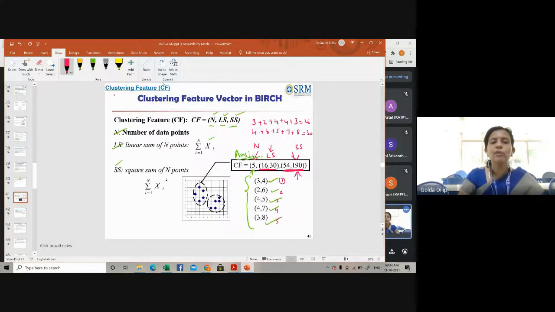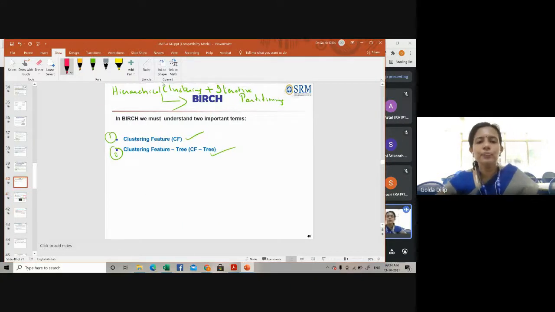I hope you have understood what the first terminology is all about. Any doubts? Clustering feature. You people don't have doubts. Only I get doubts regarding whether you have doubts. Am I right? I hope it's clear. Clustering features. Okay, so now let's move on to the next one.